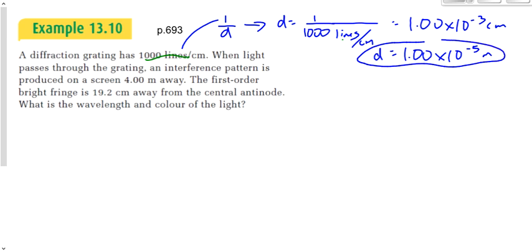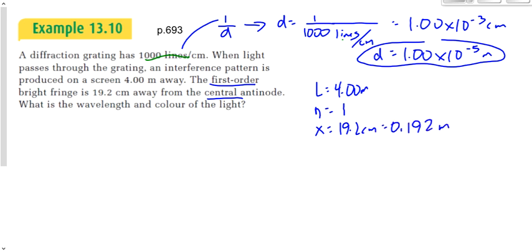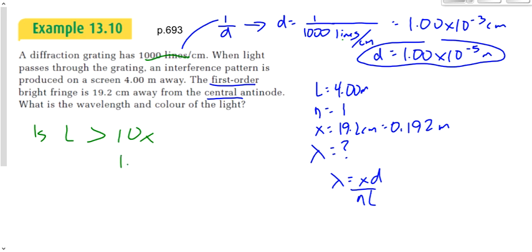When light passes through the grating, an interference pattern is produced on a screen 4 meters away. This is L. The first order bright fringe, central, first order, middle, n is going to be equal to 1. X is 19.2 centimeters, or 0.192 meters. What's the wavelength? We won't worry about the color. We want to use this equation, but can we? X is 0.192, multiplied by 10, 1.92. L is 4. Is L greater than 10 times X? Yeah. So it's okay to use that one.